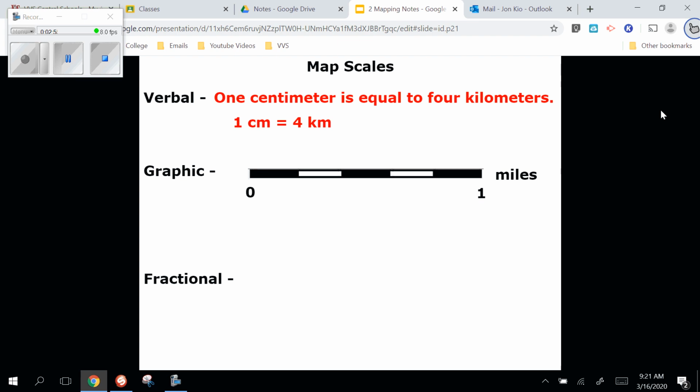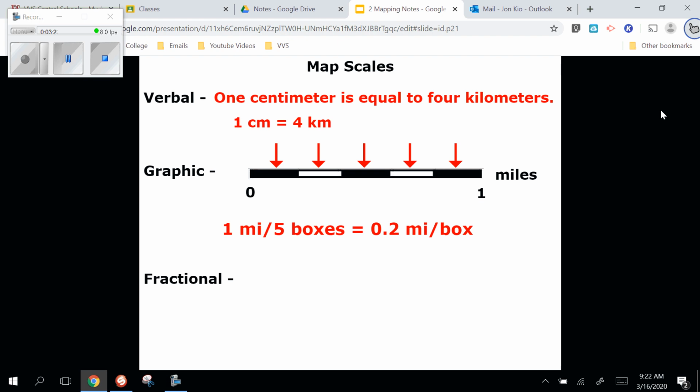A graphic scale gives a little bar. Usually they separate pieces or chunks of the bar with dark and light boxes. So if we know that entire line right there is a mile long, and there are 5 boxes in between, 3 black and 2 white, then 1 whole mile divided by 5 is going to be 2/10 of a mile per box. 1 divided by 5 is 0.2.